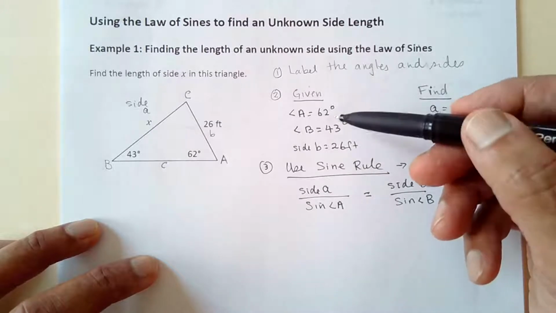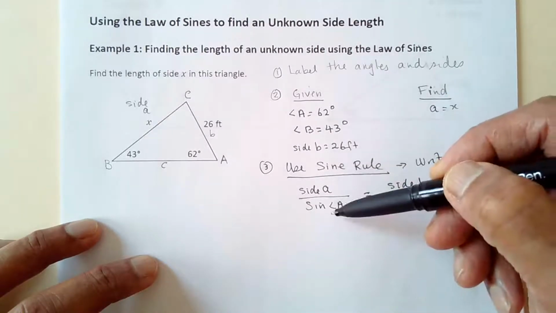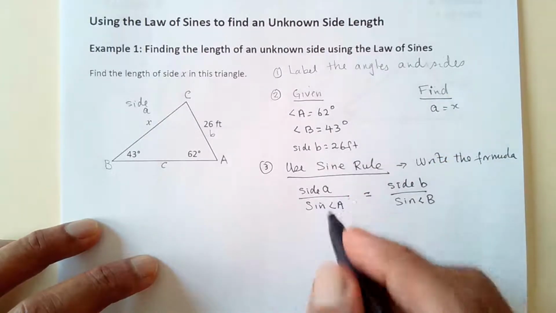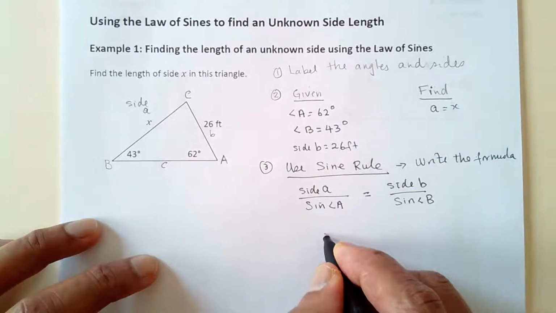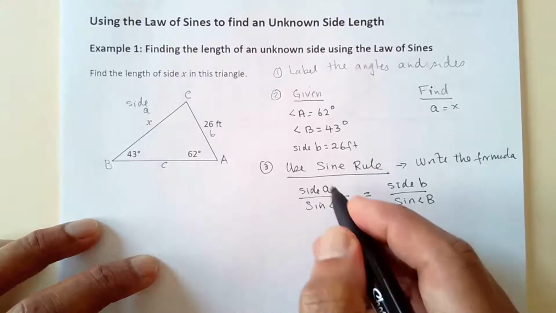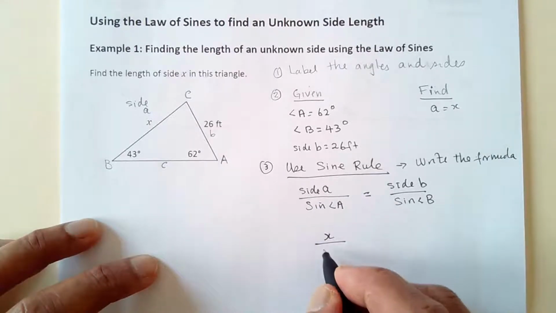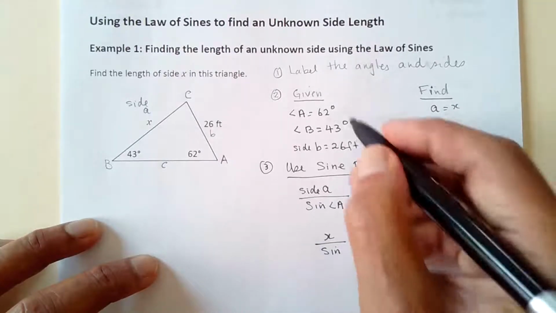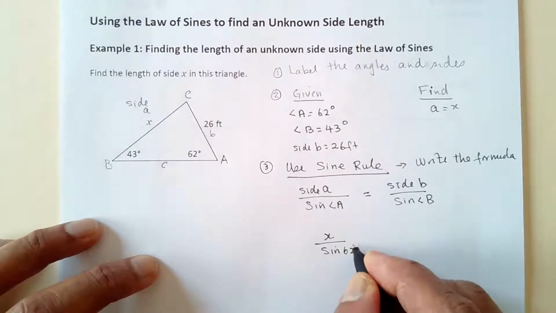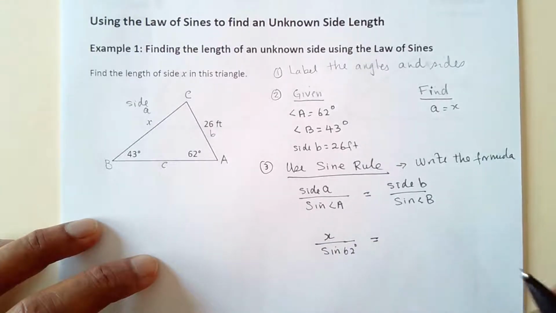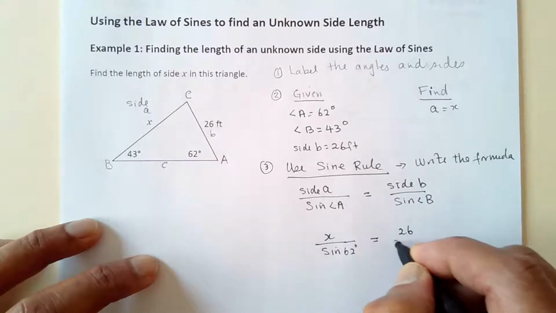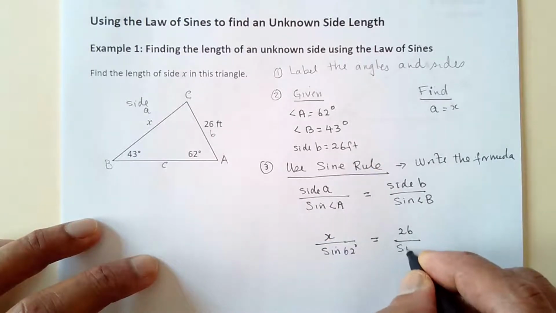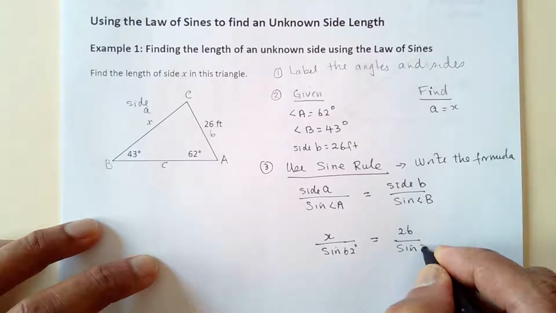Then I substitute the given values into my equation. So we have A, we don't know, so we call it X, over sine angle A, so sine 62 degrees, equals side B, which is 26, over sine angle B, sine 43.